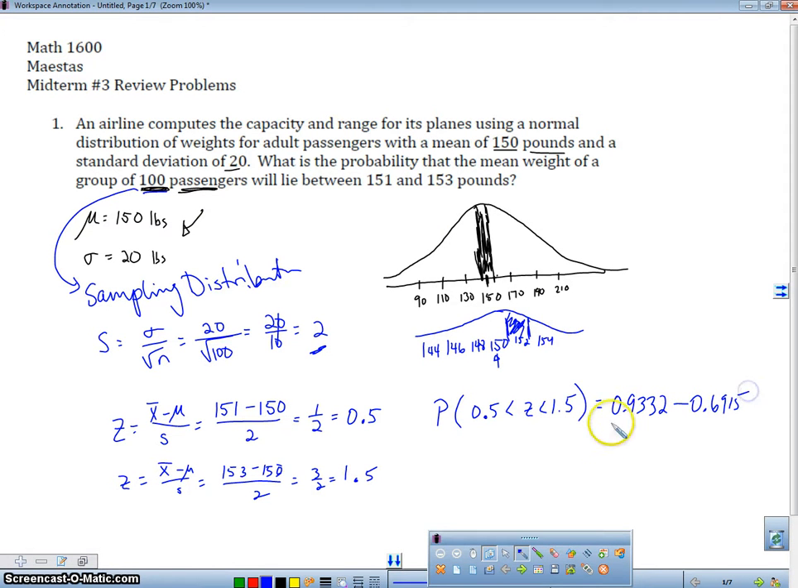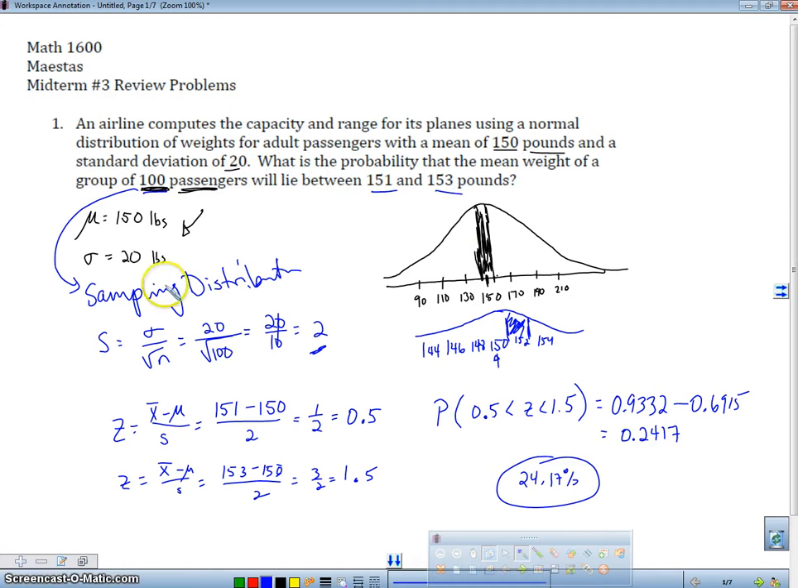0.6915. And I'll use my calculator. That gives me 0.2417. So that's going to be 24.17%, is my probability that the mean weight of the group of 100 passengers will be between 151 and 153. All right, so this is a sampling distribution problem where we're using a normal model.